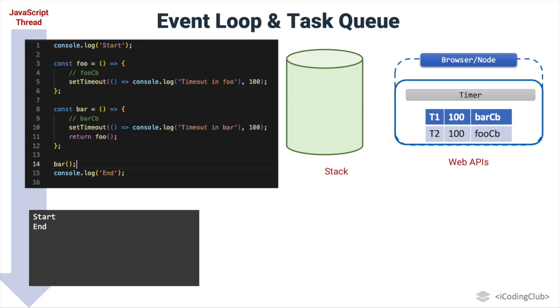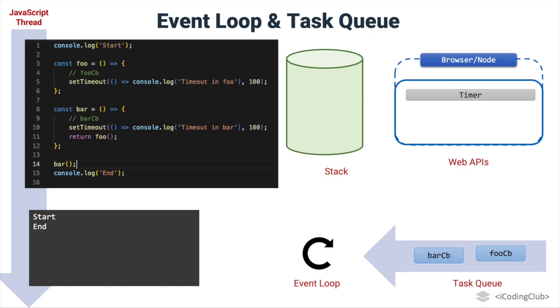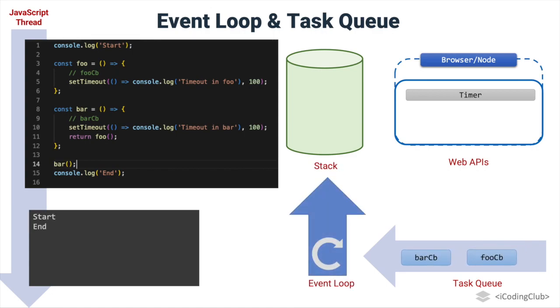Those two actors are responsible for the multitasking in JavaScript. The first actor is the task queue, and the second actor is the event loop. Together they make multitasking possible. Let's see how that works. We know that the bar callback and the foo callback are ready to be executed by JavaScript. So the web API passes the bar callback and foo callback to the task queue, and there they queue up, ready to be passed back to the stack. With that, the part of the web API is over.